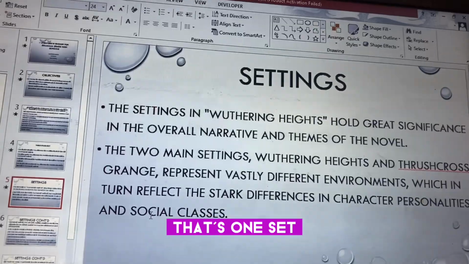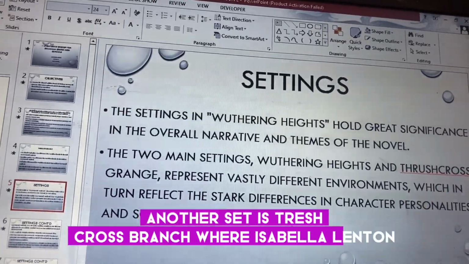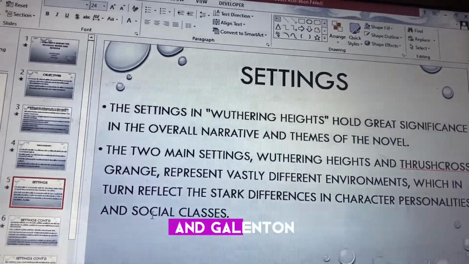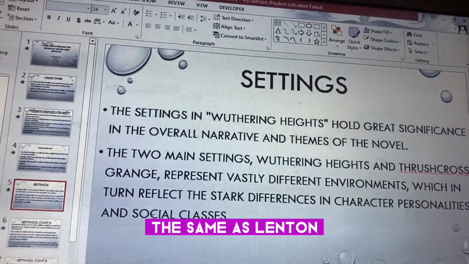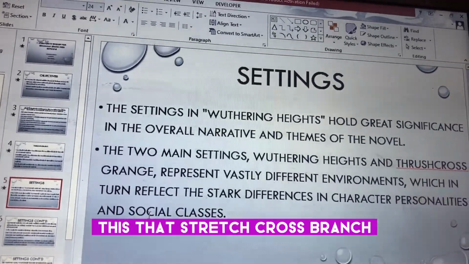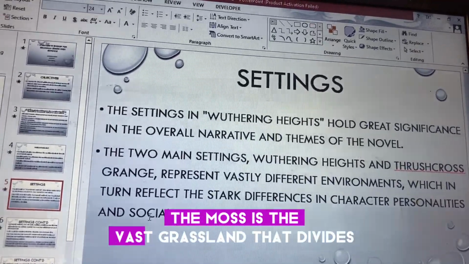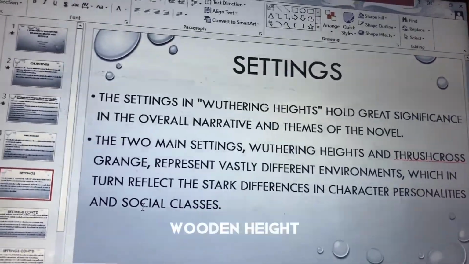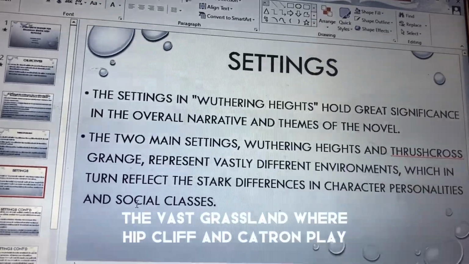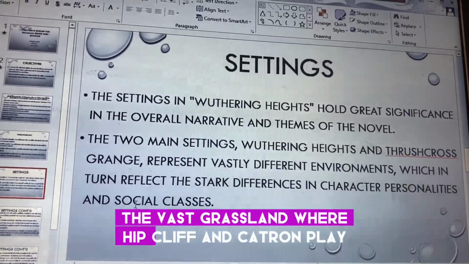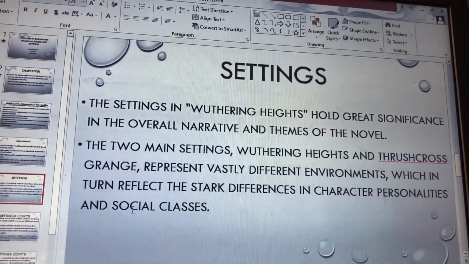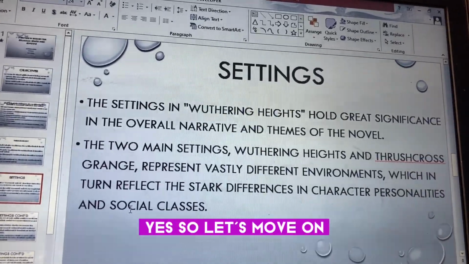Another setting is Thrushcross Grange, where Isabella Linton, Edgar Linton, Mr. and Mrs. Linton stay. There's another setting, which is the moors. The moors is the vast grassland that divides Wuthering Heights and Thrushcross Grange, the vast grassland where Heathcliff and Catherine play. Yes, so let's move on.